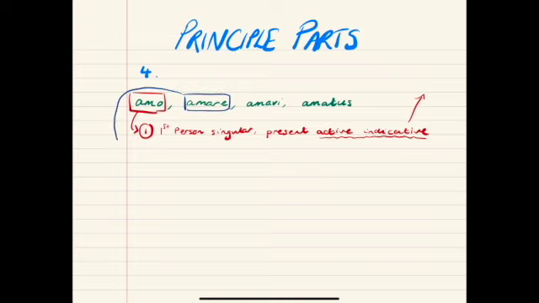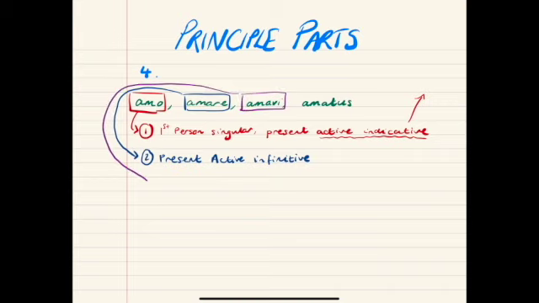Second, amare. This also isn't too bad. This is your present active infinitive, so to love. That is always going to be the second principal part, the present active infinitive, and this is particularly useful when trying to figure out what conjugation a verb belongs to. For more information on that, check out my video that I will link here.